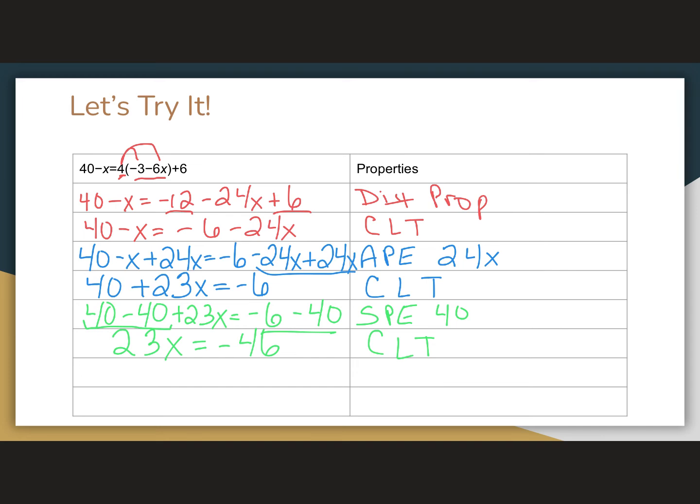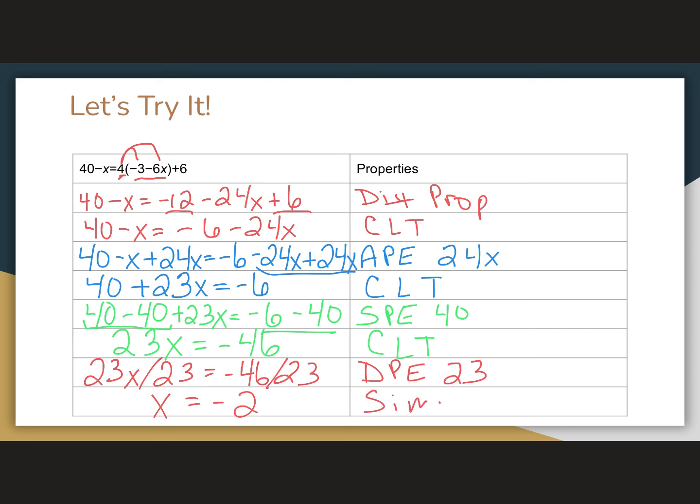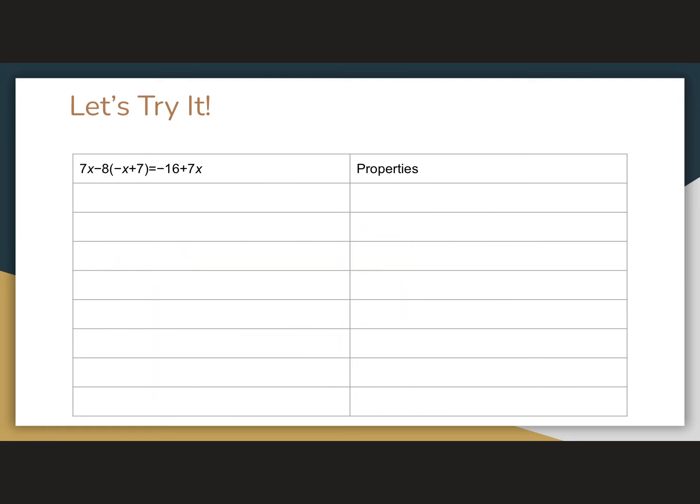I'm going to use my division property of equality and divide by 23 on both sides. So I have 23x divided by 23 equals negative 46 divided by 23. So I end up with x equals negative 2 when I simplify. Okay, so these aren't looking too bad. Here's another one. I suggest you pause the video and see if you're doing the same things I am.